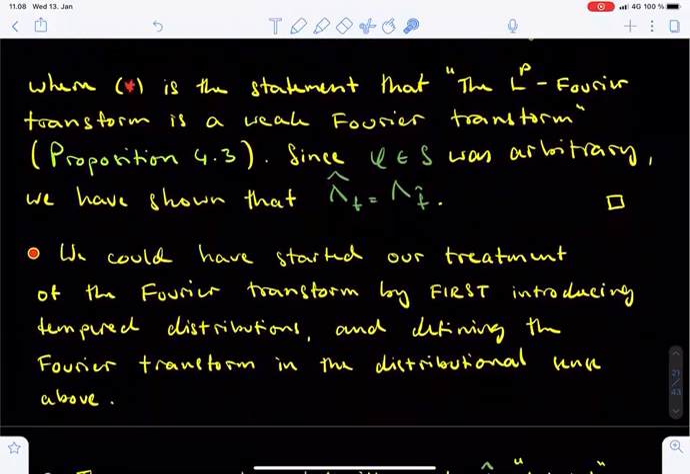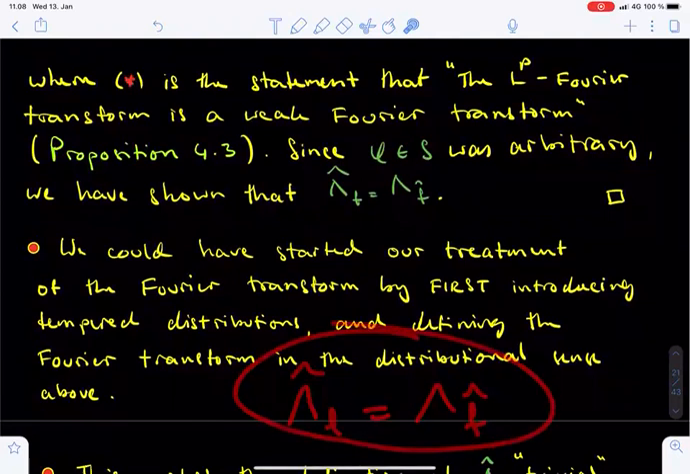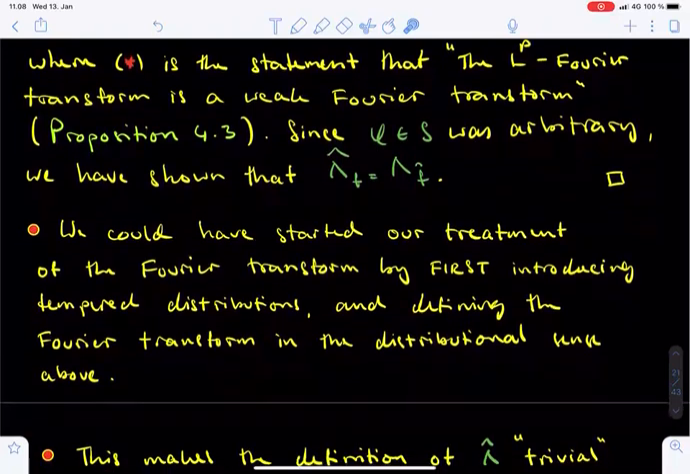Now we understand what the Fourier transform of a tempered distribution means, and we have seen that the definition agrees with the Fourier transform of an LP function in the sense of two equal tempered distributions. It might be a good time to mention that we could have lectured the course up to now in the opposite order. We could have started by defining tempered distributions and their Fourier transforms.